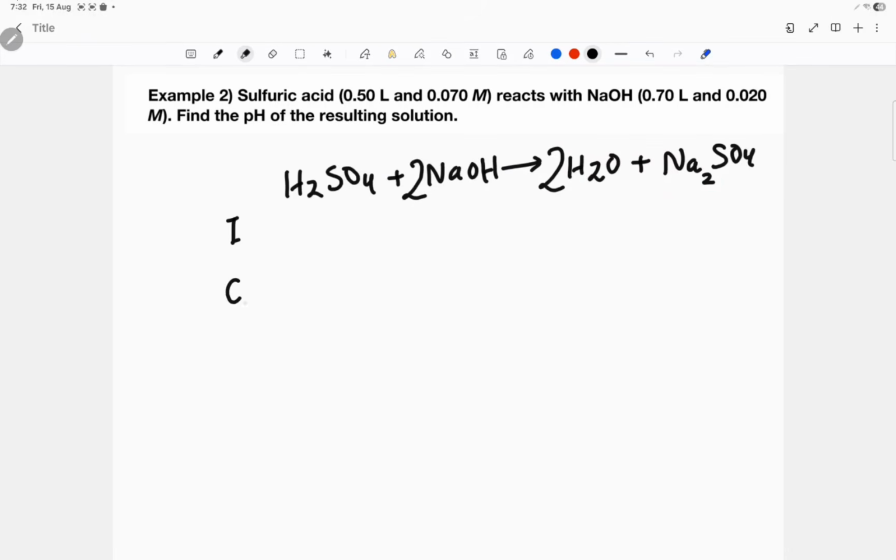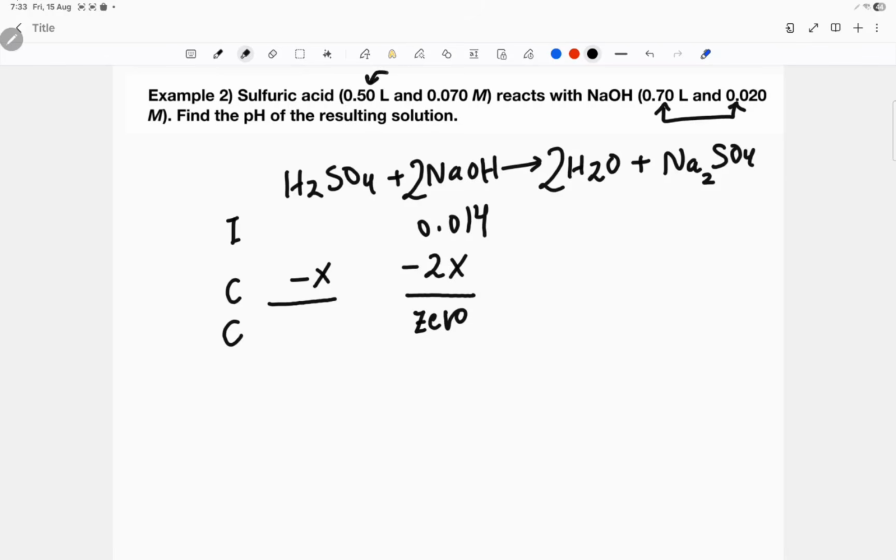When you do your ICC, this will be -x, this will be -2x. Now which one of them is going to become the 0? Did you find that out? NaOH. Okay, so it's going to become 0 here. And the mole of it is 0.014, by multiplying these by each other. The mole of the H2SO4 is going to be 0.035. But how did you know NaOH was the limiting reactant?